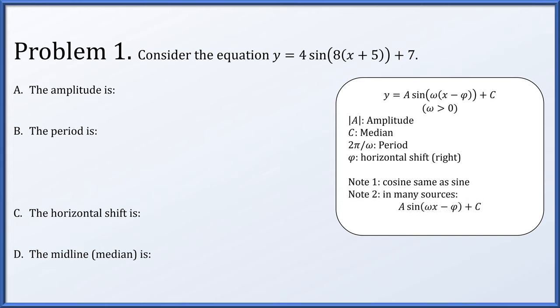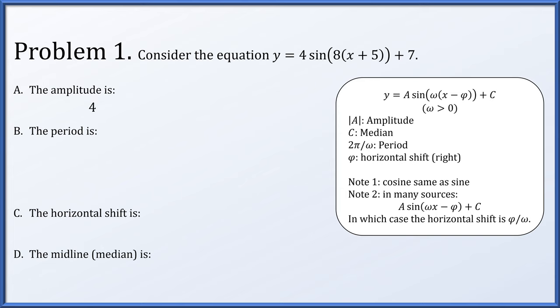Also, in many sources, it's written as omega x minus phi, which is slightly different than the form that I have at the top here. If you have it in this form, notice the horizontal shift would be phi over omega. If you were to factor omega out of the quantity inside the sine function, you would have omega times the quantity x minus phi over omega.